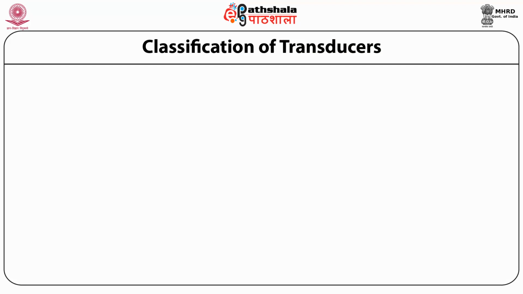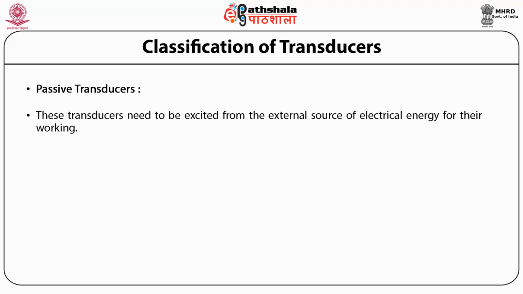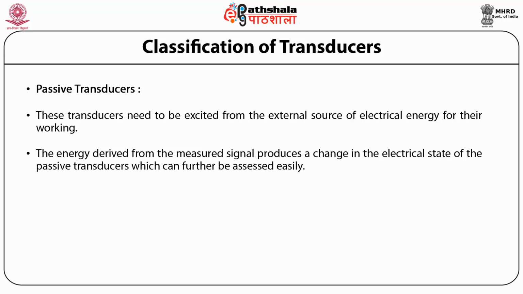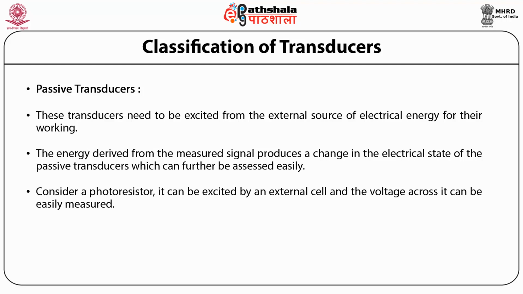Students, now let us see the second category of transducers, that is the passive transducers. These transducers need to be excited from an external source of electrical energy for their working. The energy derived from the measured signal produces a change in the electrical state of the passive transducers, which can further be assessed easily. Consider a photoresistor. It can be excited by an external cell and the voltage across it can be easily measured.